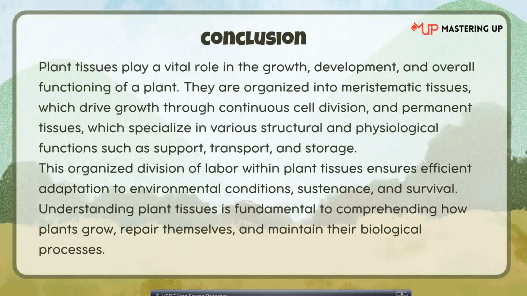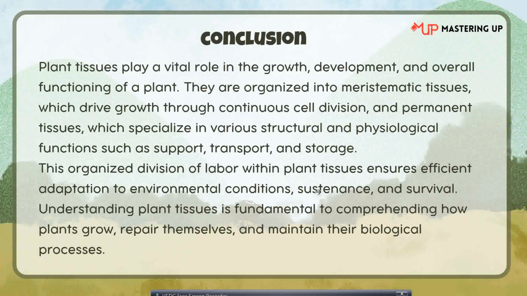So basically, what is being said here is that these plant tissues, these meristematic tissues, are really important for the growth and development of the plant and to perform the functions of the plant. There is a division of labor among the plant tissues. Some are meristematic, some are permanent. The meristematic ones are for the growth of the cell throughout the life cycle, and permanent tissues are there for specialized structural and physiological functions such as transport, support, and storage.